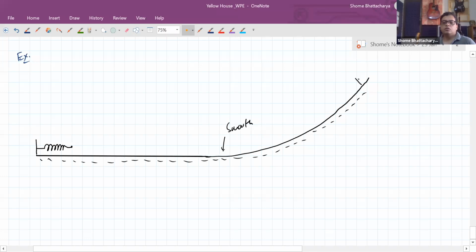Now a small block is released from this position A. By the time it comes somewhere here, let's say its position is B, and then it's going to hit the spring like that. So the height difference between these two positions is h.